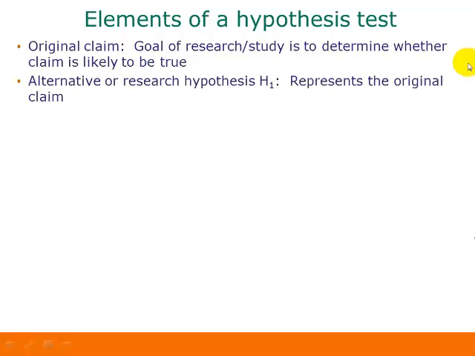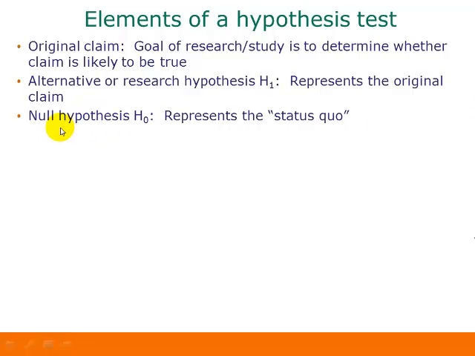Now, our alternative, or what we sometimes call our research hypothesis, the notation for this is H with a subscript 1. This represents the original claim. What we call our null hypothesis is H sub naught. This represents the status quo.